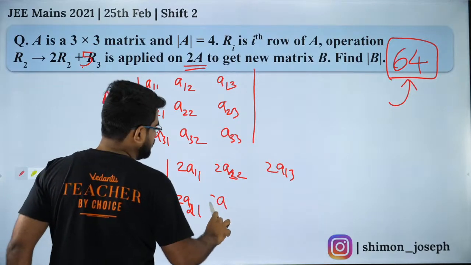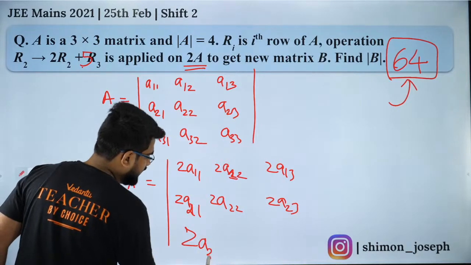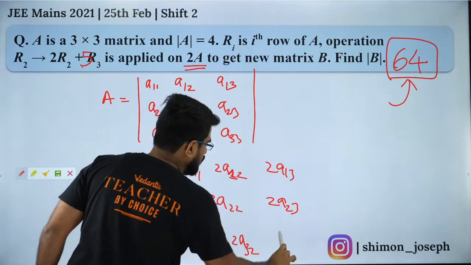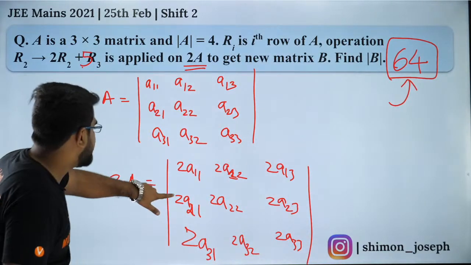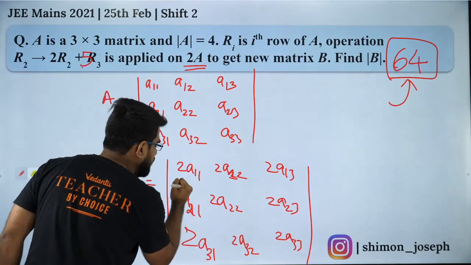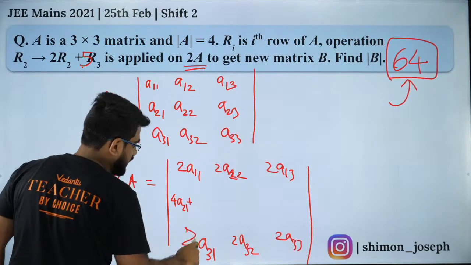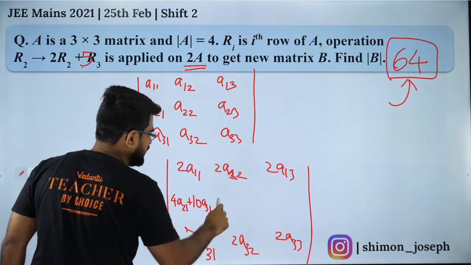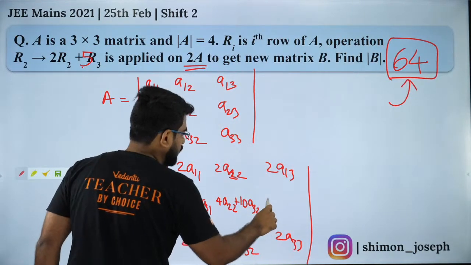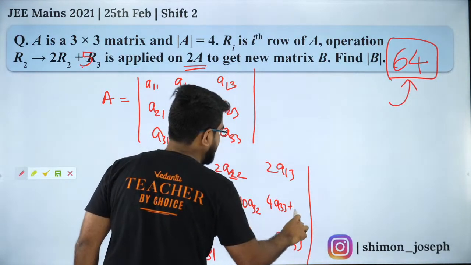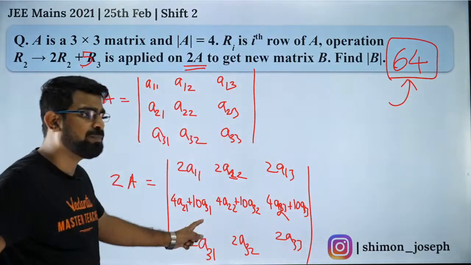2A21, 2A22, 2A23, and then we have 2A31, 2A32, 2A33. So now what I'll do, I will add 2 times of R2. 2 times of R2 means what? It will become 4A21 plus 10A31. Here it will be 4A22 plus 10A32. 4A23 plus 10A33. Is that correct, people?